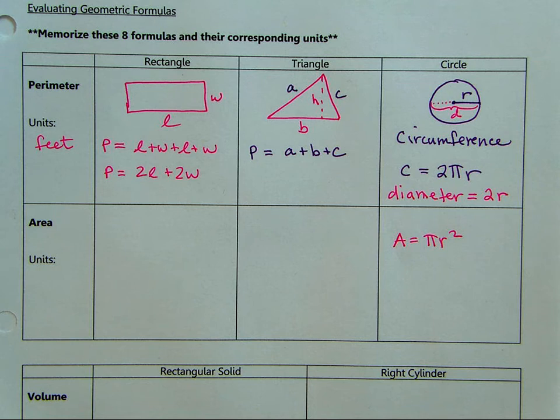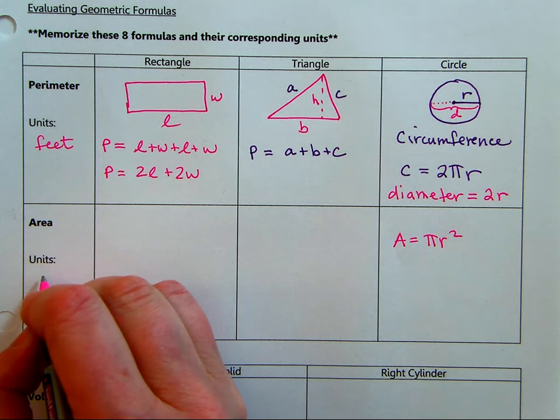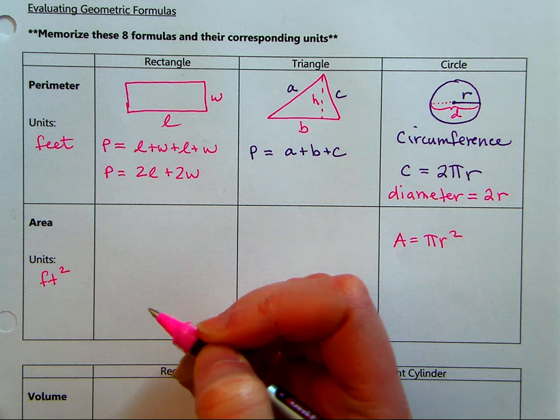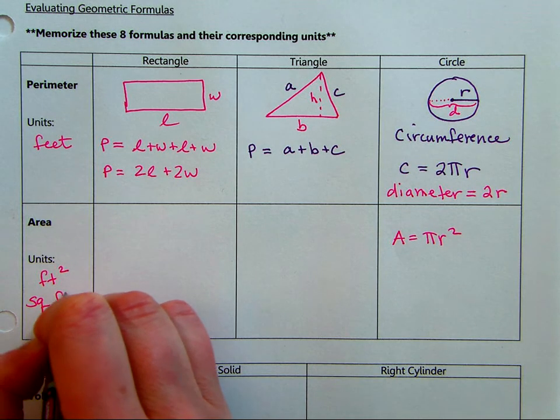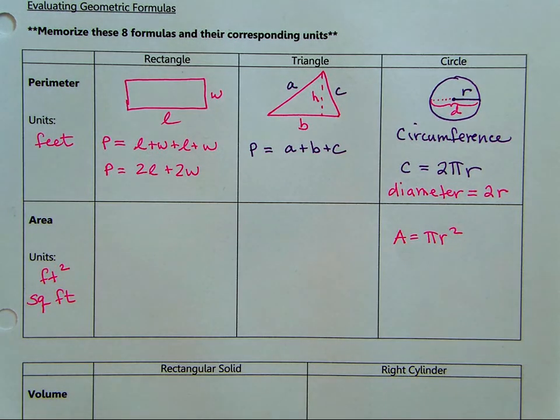Pi r squared. What kind of units do we use for area? Square feet. Squared, right. Square feet, square inches, square whatever. So we could write it like that, or we could write sq ft. Anyway, we get our square.